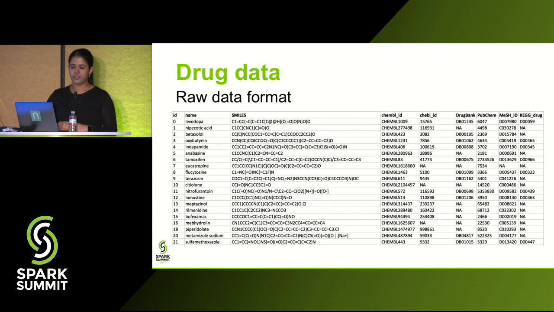We started off with raw drug data. You could see we have a chemical ID on the leftmost column, followed by the drug name, like levodopa, nipoctic acid, and so on and so forth. And then we had the corresponding SMILES index. In the columns to the right, you have a lot of chemical data sets like DrugBank, PubChem. What is their ID in that data set? Because sometimes biologists or chemical engineers might be interested in looking this up in the respective data set and studying its properties. For our demo, we are only concerned with the name of the drug and the SMILES index.